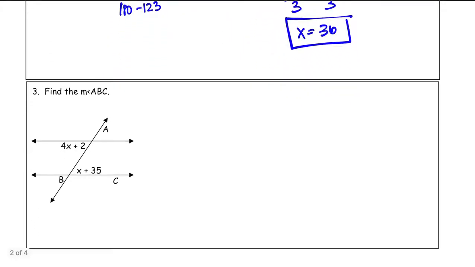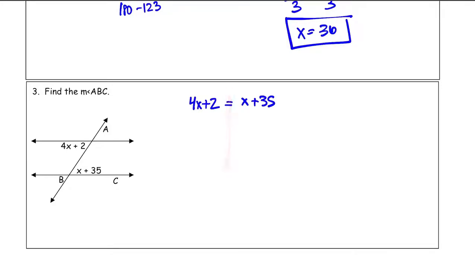Find the measure of angle ABC. So whenever I'm given two parallel lines cut by a transversal, I need to recognize the shape of the two angles I'm given. So I should recognize this shape, classify it. That's acute. It's less than 90. Look at this shape. That's acute, less than 90. So both these angles are acute, which means these two things are going to be equal. There's your equation. 4x plus 2 equals x plus 35.